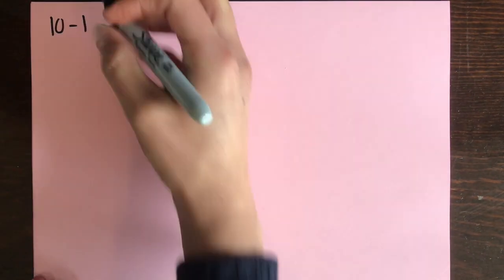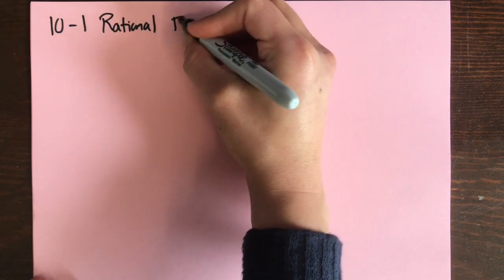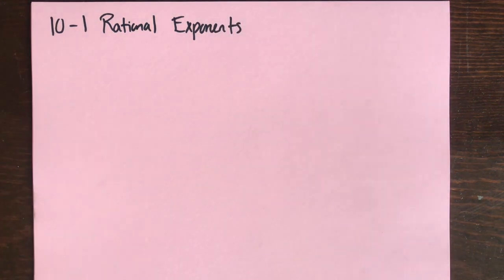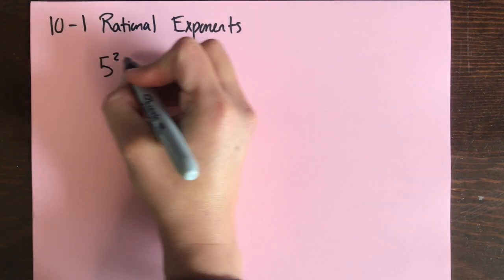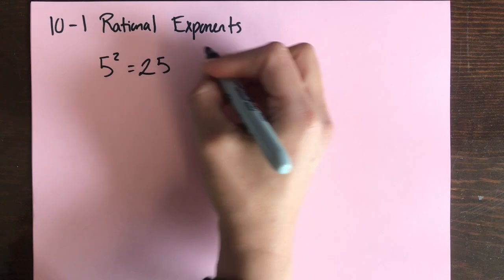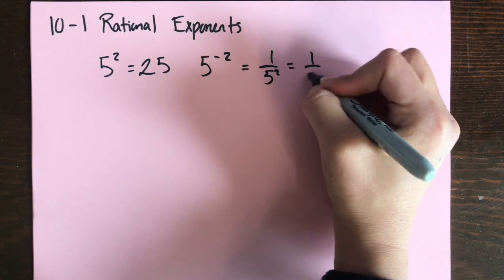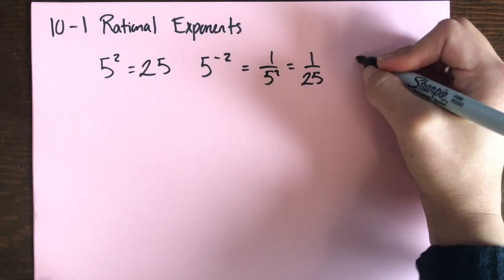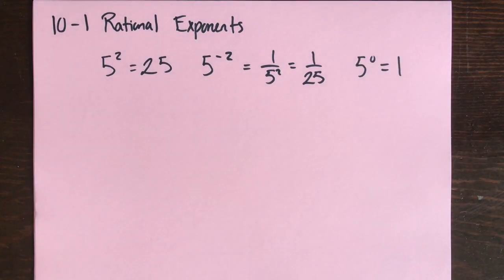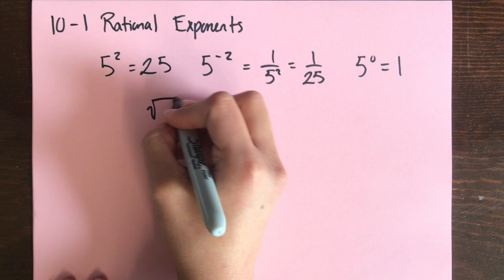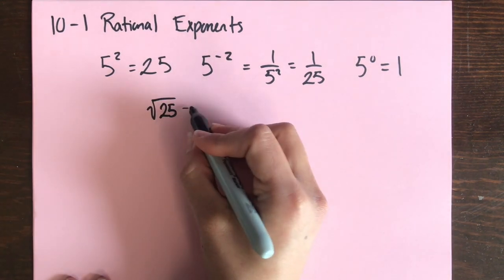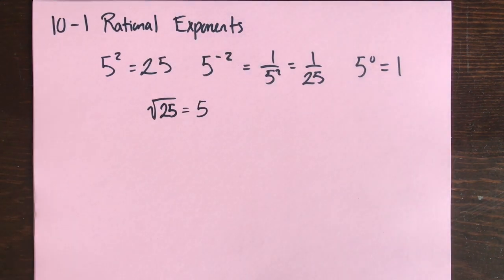Welcome to Chapter 10. Chapter 10 is all about exponents, about these things called logarithms, and about making money. And so we are going to start with just some rational exponents. 5 squared, as you recall, is 25. 5 to the negative 2 is going to be 1 over 5 squared, which would actually be 1 over 25. And then anything to the 0 power is going to be equal to 1.